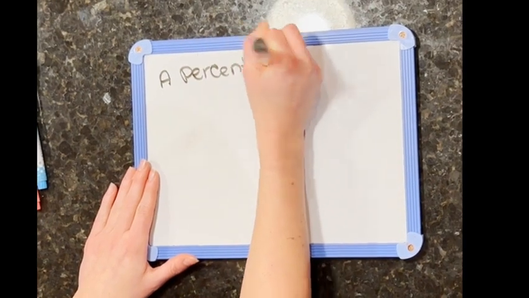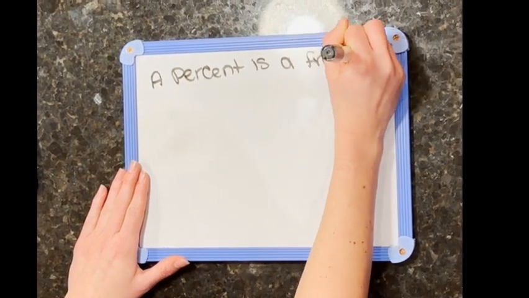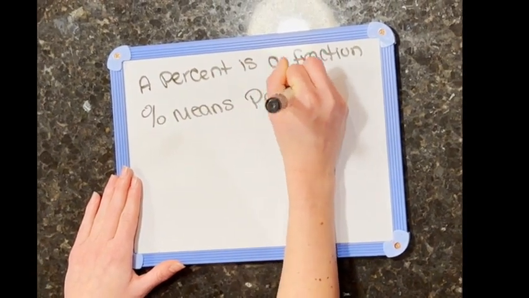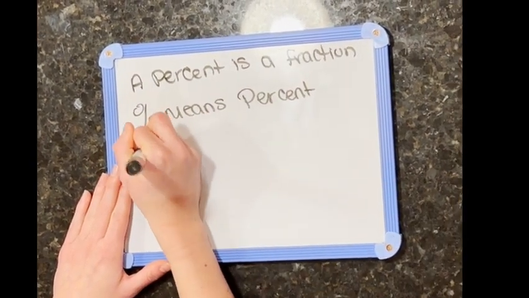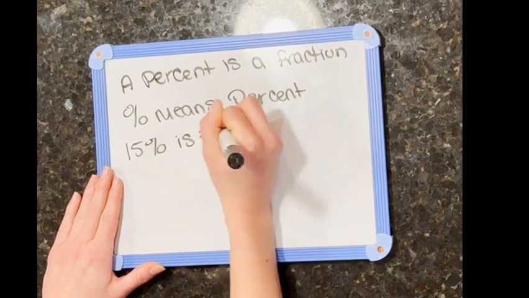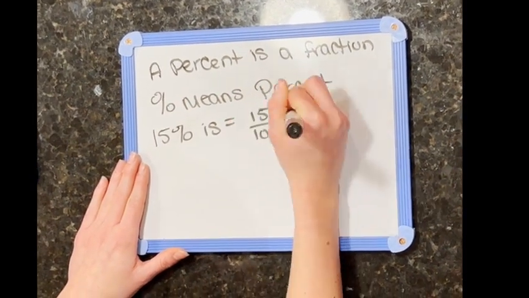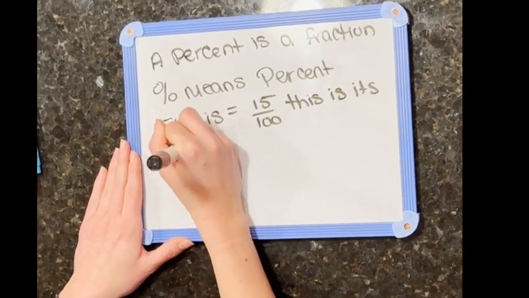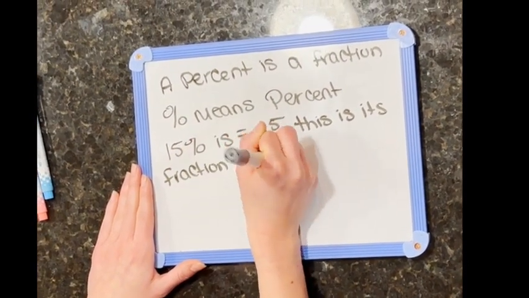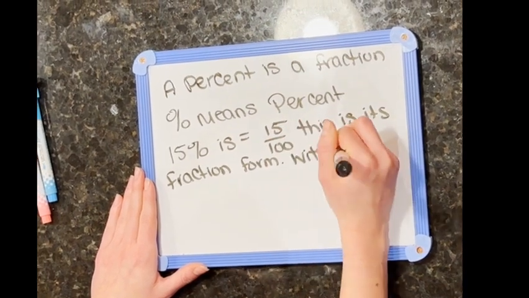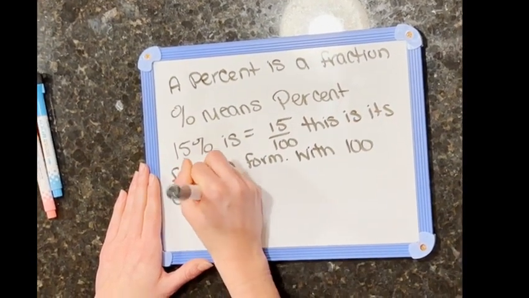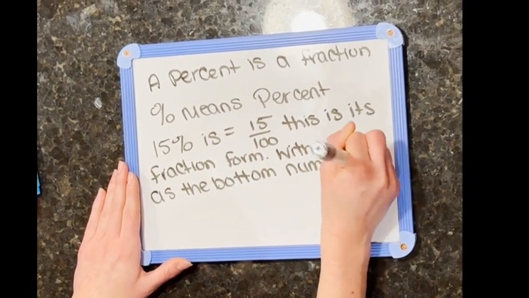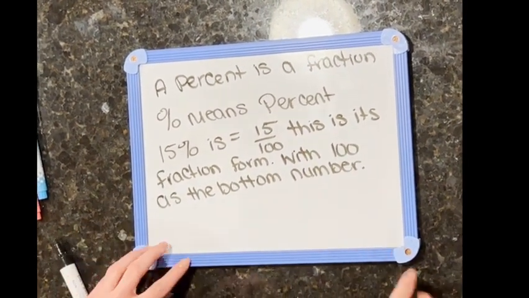So a percent is a fraction. This symbol represents a percent sign. So if we used 15%, 15% is equivalent to 15 over 100. This would be its fraction form. With 100 always as the denominator, the bottom number, and our percent is always our numerator, our top number.